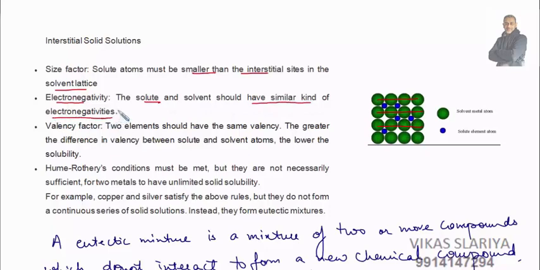Electronegativity: solute and solvent atoms should have similar electronegativities. Yes, this is also a condition. Valency factor: the two elements should have the same valency. The greater the difference in valency between solute and solvent atoms, the lower the solubility. So if there is more difference in valency, the solubility will be low.